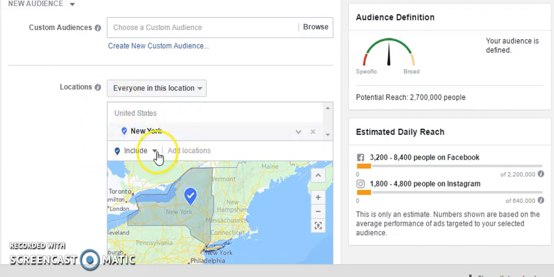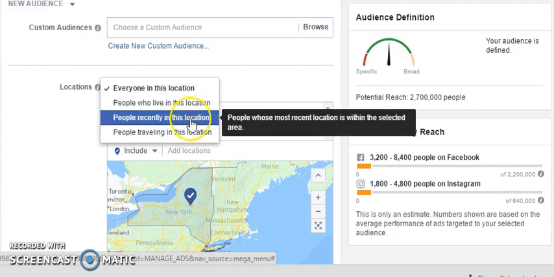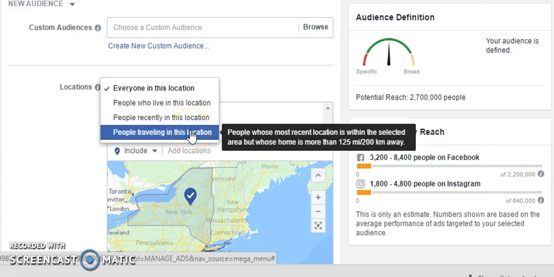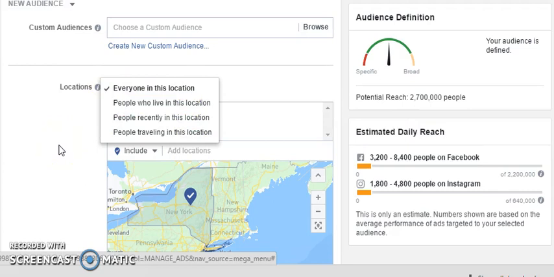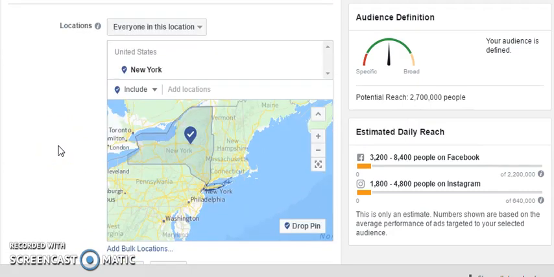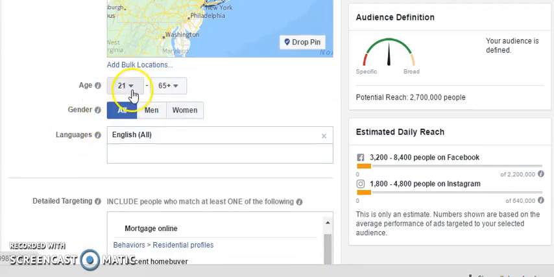within a certain area. You can also exclude people, everyone in this location, or people who live in this location, which is really good for targeting, people recently in this location, or people actually traveling to this location. So you can get really creative with this targeting and how you want to make it work the best for you. So right now at $35 a day, people 21 to 65, all men and women, English speaking.